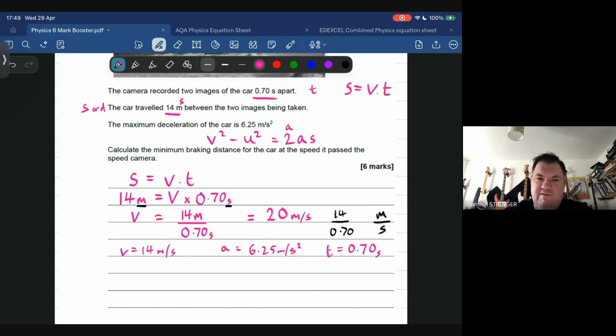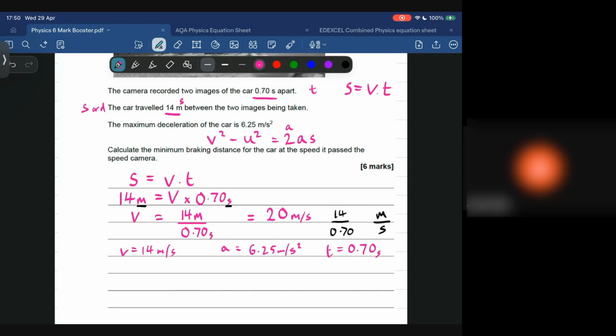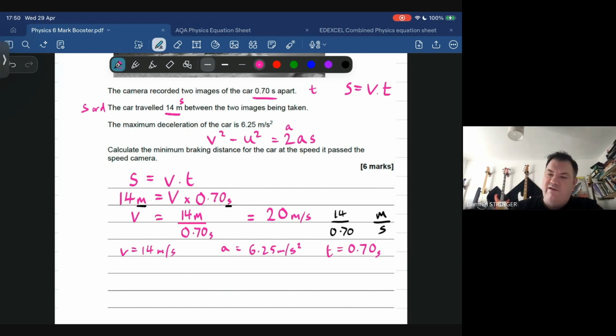Now, there is something that this question has told us without telling us. What has it told us without telling us? I know this is a bit of a weird question, but what have we been told without actually being told? What do you reckon, Amelia? I'm not really sure. Is it one? No, could it be decelerating? It is decelerating. We were told that.